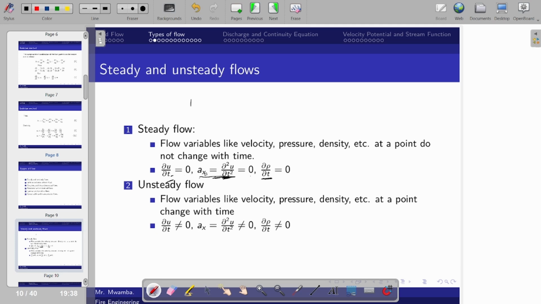But for unsteady, the velocity components like acceleration depend on time, and their derivatives are not equal to 0. Change in density with respect to time, change in velocity with respect to time is not equal to 0. Unsteady flows, the flow variables depend on time.